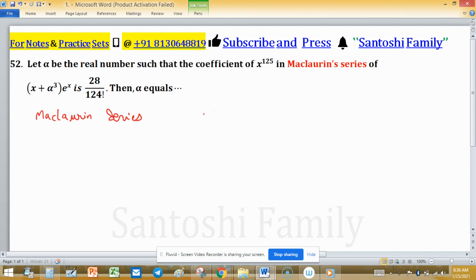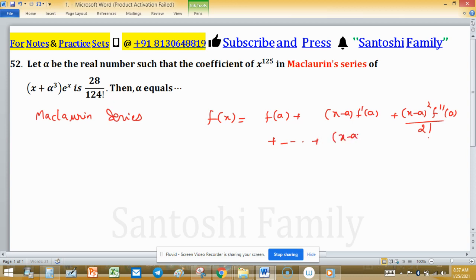And we know that in a Taylor series, a function can be expressed about the point a as f(a) plus (x minus a) f'(a) plus (x minus a) squared f''(a) upon factorial 2 plus, and so on, up to (x minus a) raised to the power n, f^n(a) upon factorial n. This is the format of the Taylor series expansion about the point x equal to a. When a is 0, this reduces to the Maclaurin series.